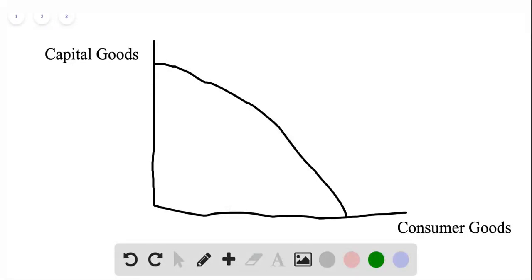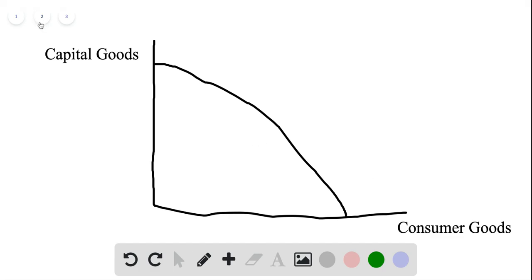Okay, let's talk about the PPF of capital goods versus consumer goods. The first question is whether this PPF is going to be curved or is it going to be a straight line? Well, there are going to be certain inputs that are better when used in the making of capital goods than they are when used in the making of consumer goods. This is going to lead to increasing opportunity costs and lead to a curved or bowed out PPF. So that's the first question.